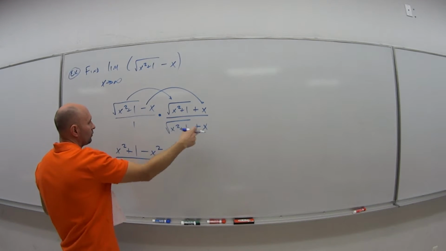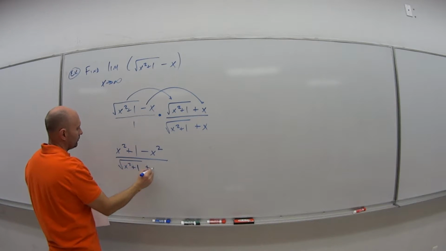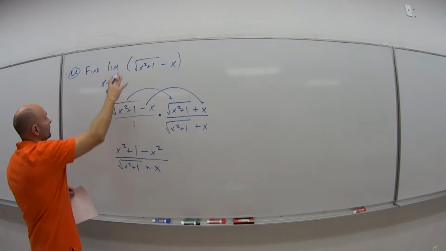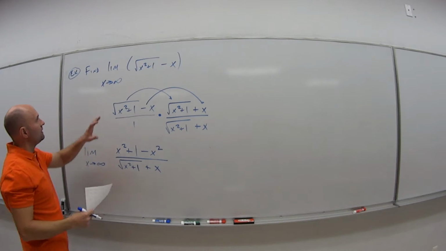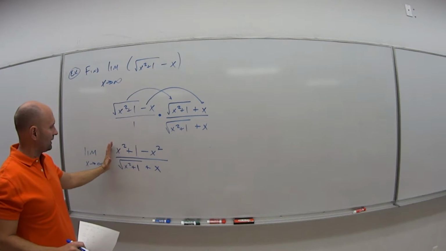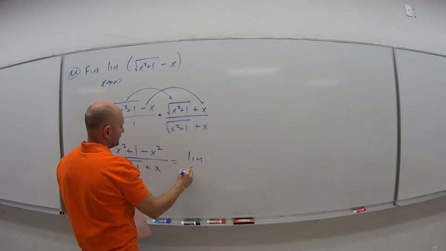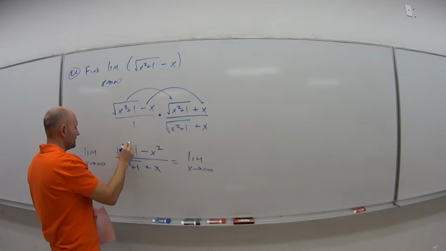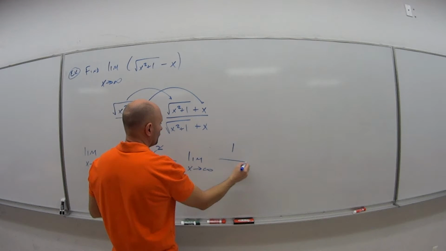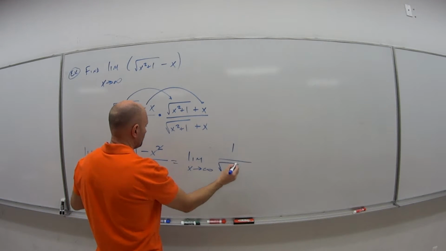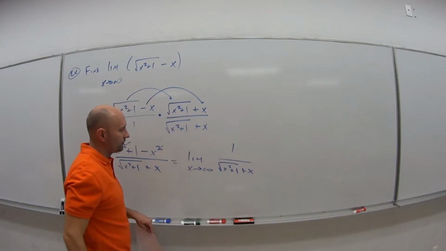And then the denominator, what do we have? Well, we just have this guy, square root of x squared plus 1 plus x. So it's the same thing that I started with, limit as x goes to infinity of this, but now it's written like this. If I simplify this, the x squared minus x squared cancel out, so I get 1 over square root of x squared plus 1 plus x.